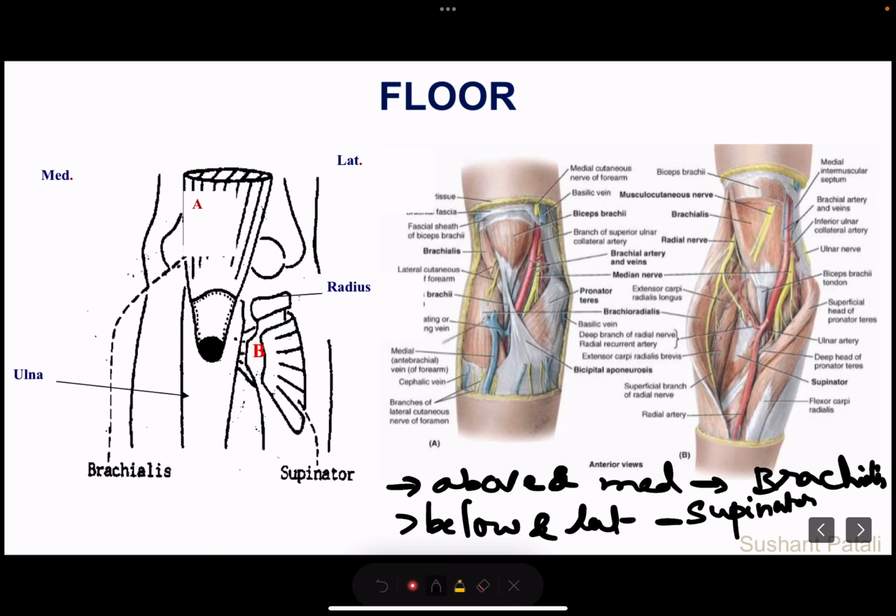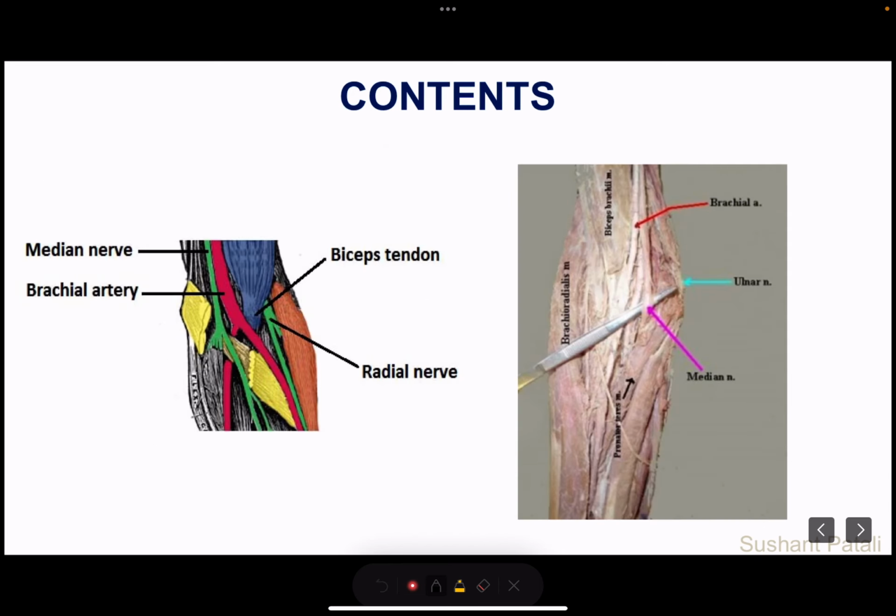Now coming to the contents of the cubital fossa. The contents will be exposed after retracting the boundaries of the fossa. From medial to lateral we have these structures: one, the median nerve, which lies in the medial part of the cubital fossa; the second structure is the brachial artery; the third structure is the biceps tendon; and more lateral to this we have the radial nerve. So these are the contents of the cubital fossa.